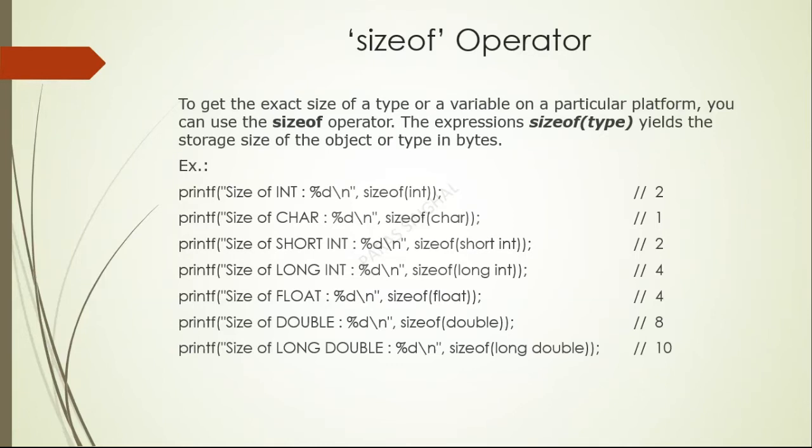In the example, in the first line printf, we are printing the size of integer, which is 2, because I have run the program in a 32-bit system. You can see sizeof char is 1, sizeof short int is 2, sizeof long int is 4, sizeof float is 4, sizeof double is 8, and sizeof long double is 10. Because these are integer values, I have used format specifier %d.